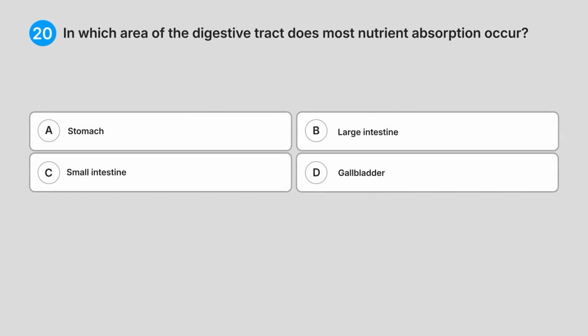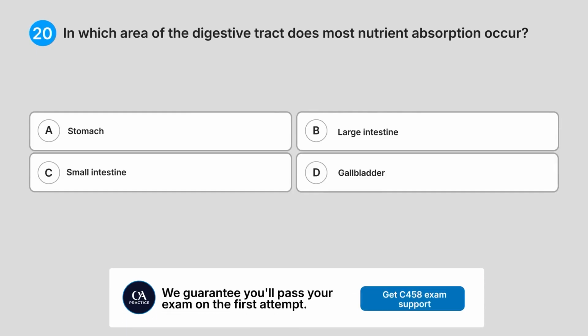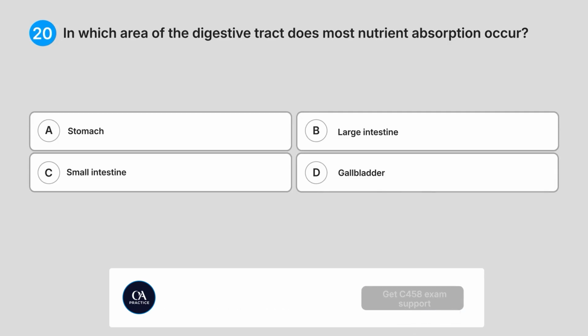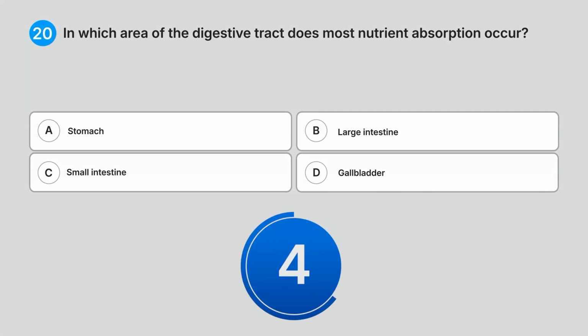20. In which area of the digestive tract does most nutrient absorption occur? A. Stomach. B. Large intestine. C. Small intestine. D. Gallbladder. Can you guess the answer?